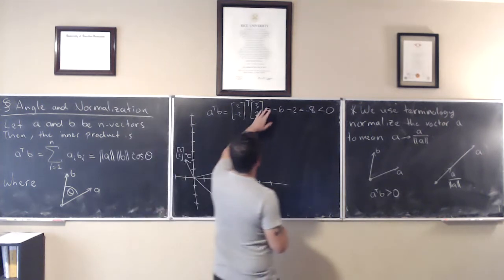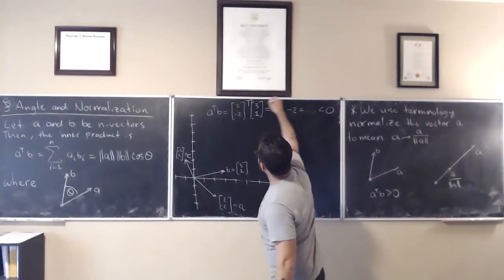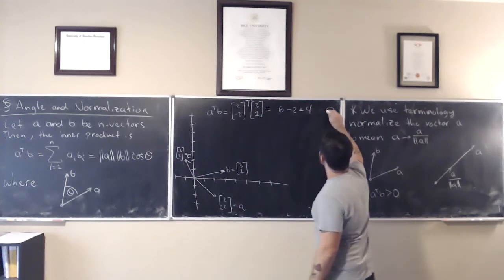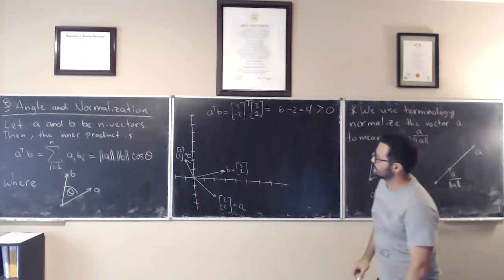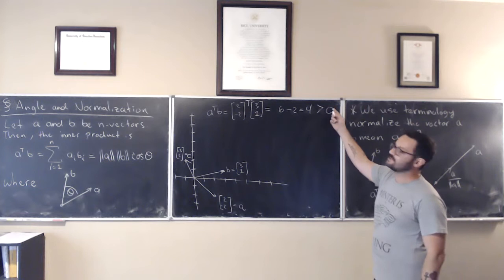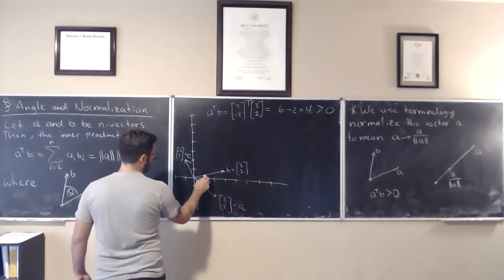So now this is going to be 6. So what is that? 2 times 3, 6, minus 2, so 4. And that is greater than 0, which I was about to have a very big problem with what we got because it was less than 0. And this is the angle between them, right?